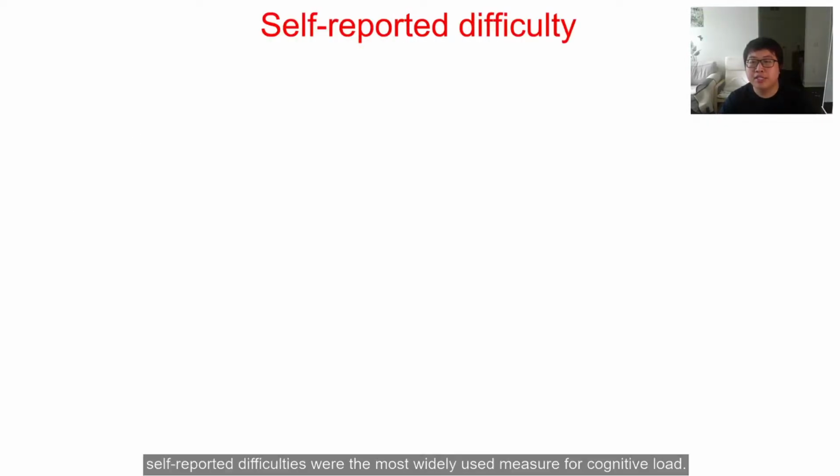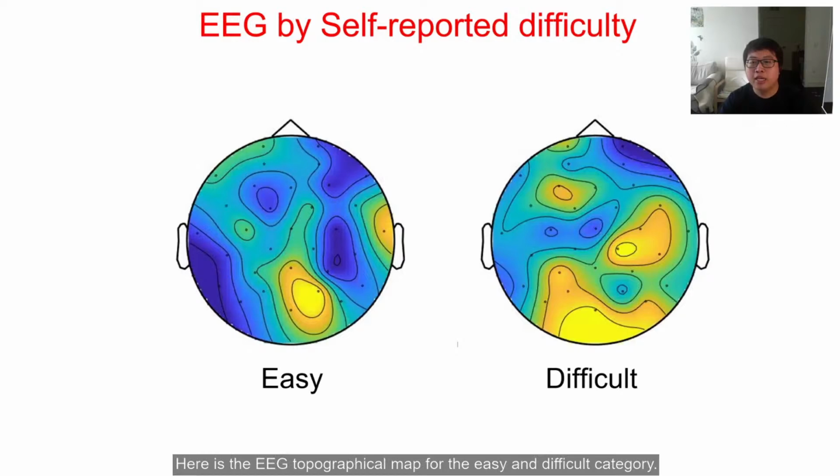In the literature, self-reported difficulty was the most widely used measure for cognitive load. Here, we use a different perspective to look at this measure. We divided every participant's responses into 2 categories, easy and difficult, based on their self-reported difficulties. We then aggregated the EEG data for these trials. Here is the EEG topographic map for the easy and difficult categories. The color stands for the strength of the EEG signal.